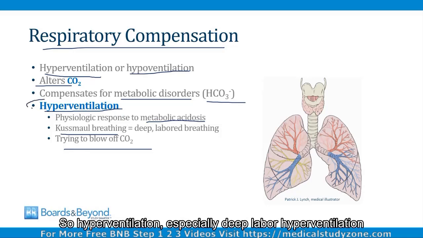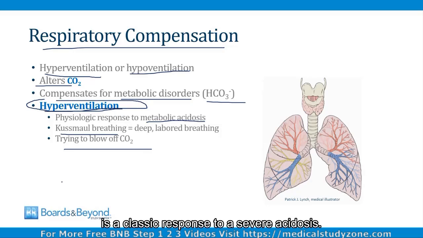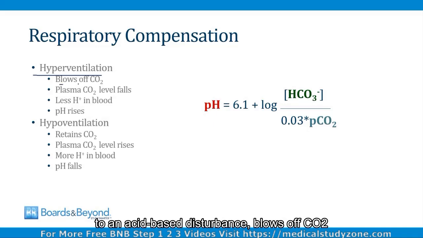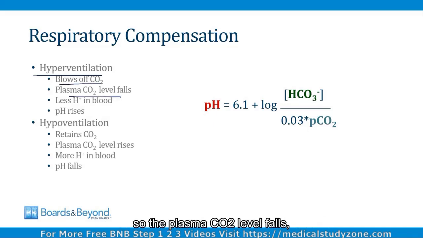So hyperventilation, especially deep labored hyperventilation, is a classic response to a severe acidosis. And that's the lungs trying to compensate for the fact that the bicarbonate level is very, very low in a metabolic acidosis. So in general, hyperventilation as a compensatory response to an acid-base disturbance blows off CO2 so the plasma CO2 level falls.